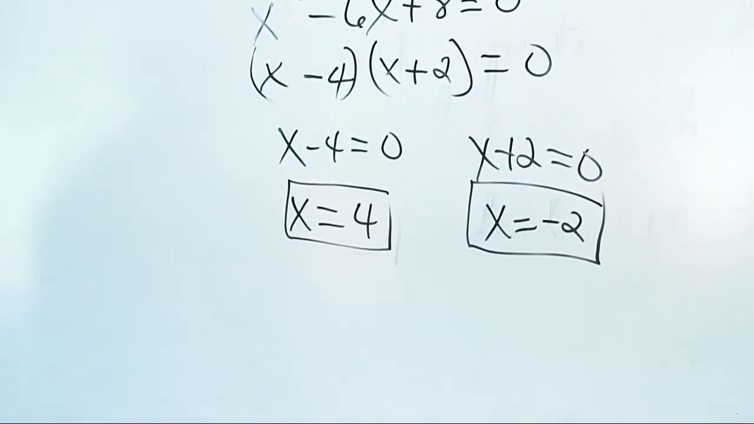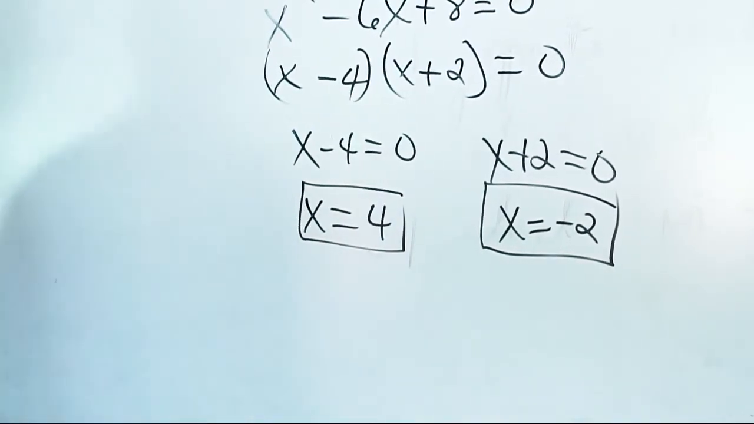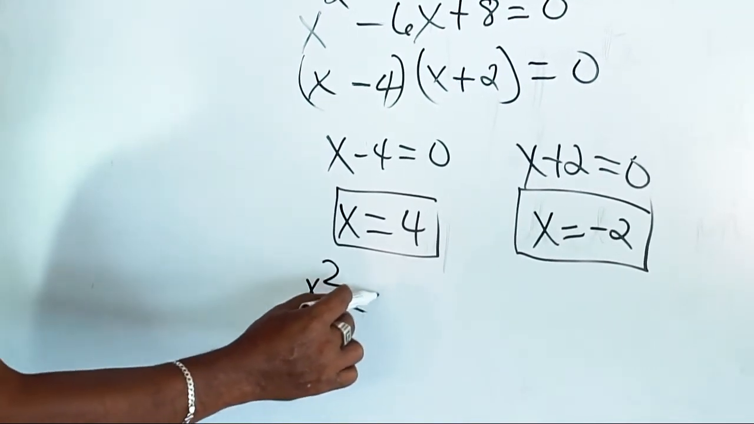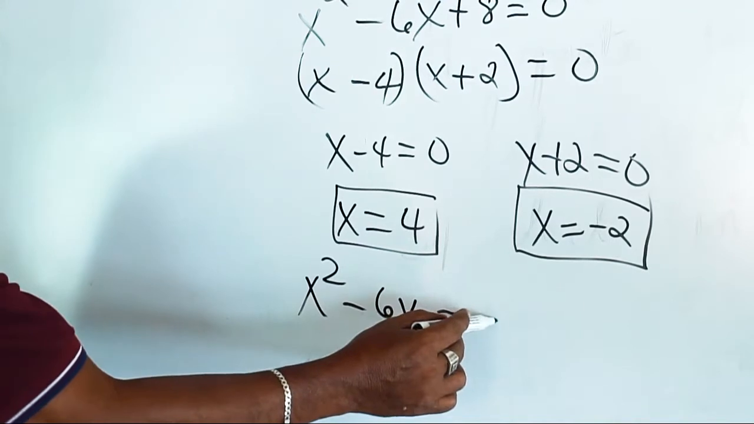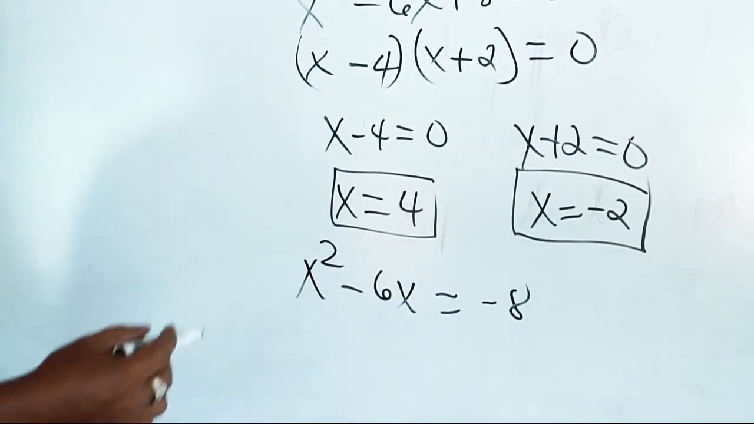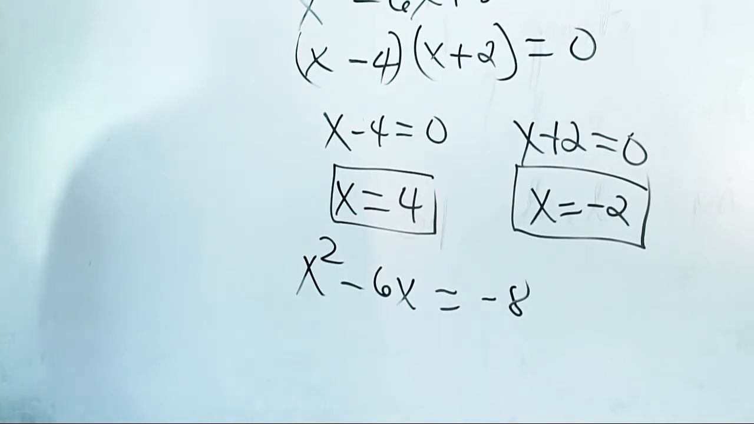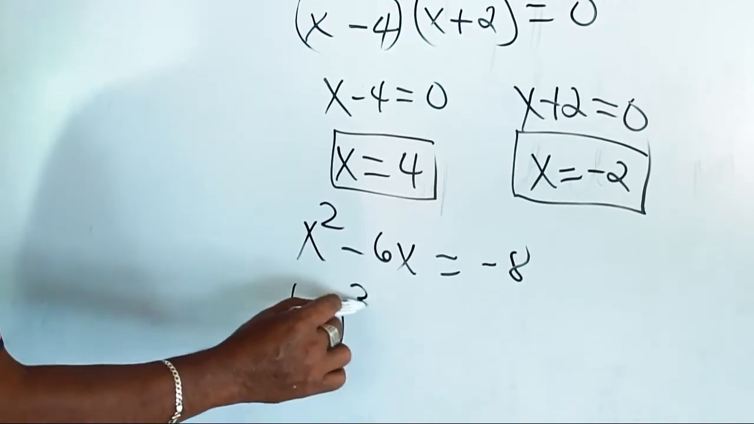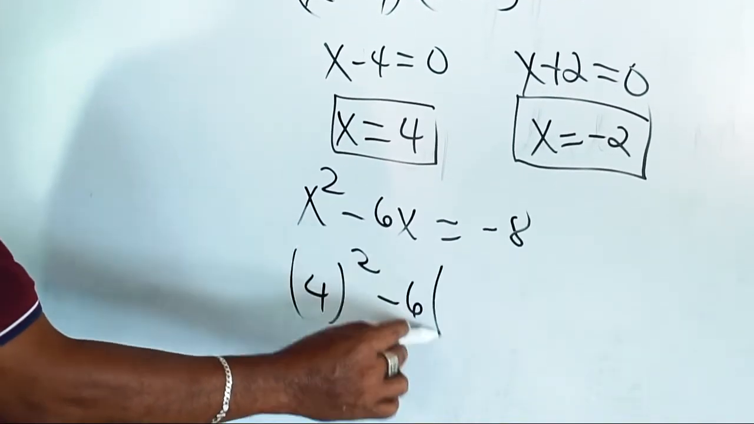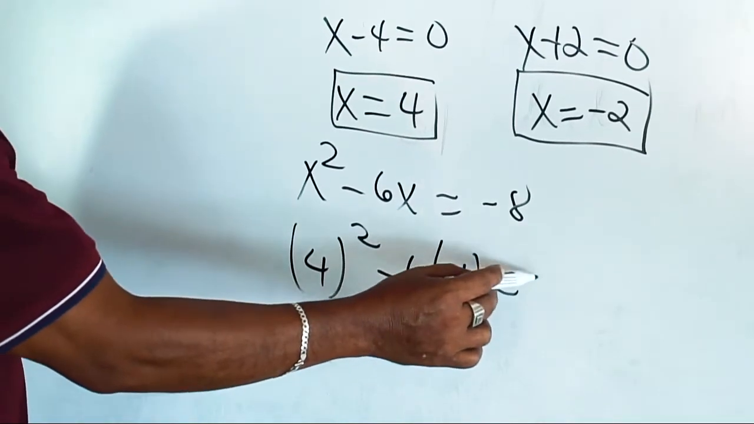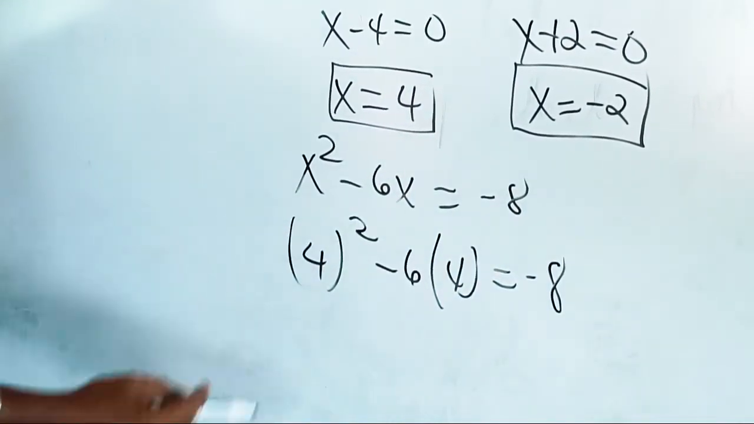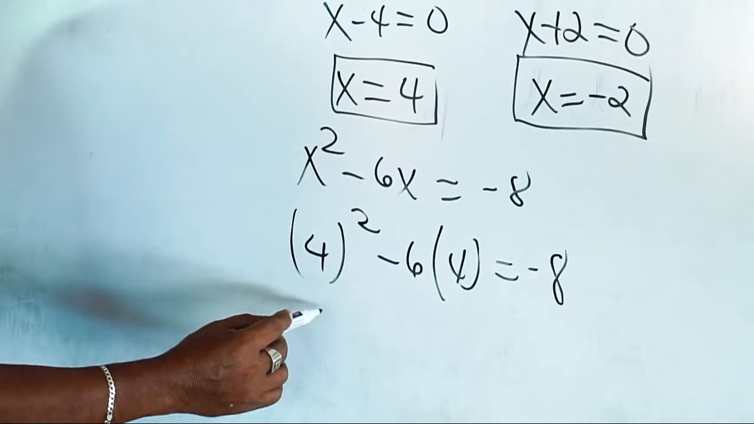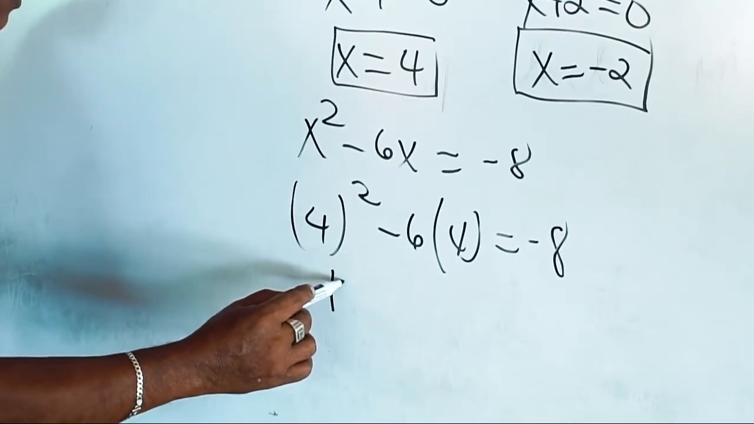Checking, the last rule. In checking, you have to use the original equation. The original equation is x squared minus 6x is equal to negative 8. So we substitute the value of x. That is 4 squared minus 6 multiplied by 4 is equal to negative 8. What is the square of 4? The square of 4 is 16, so 4 times 4 is equal to 16.